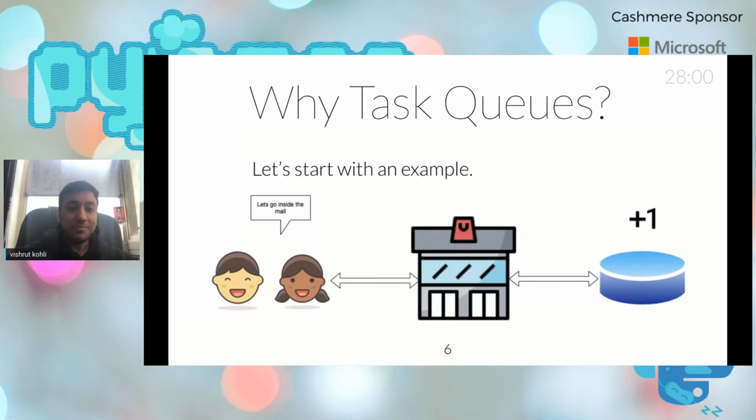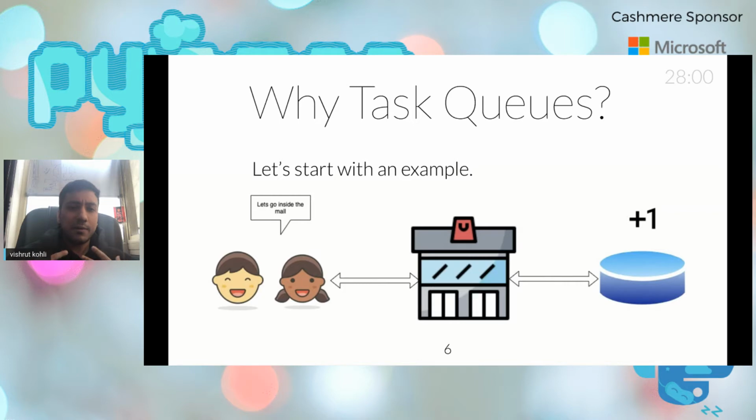So, why task queues? Let's assume I own a mall and I want to keep track of how many people are entering my mall. So I installed a small IoT sensor at my entrance, and whenever someone enters my mall, it shoots an API request to my web server. Then the request goes to the database and increments a counter. And at the end of the day, I can just check my database and see the count.